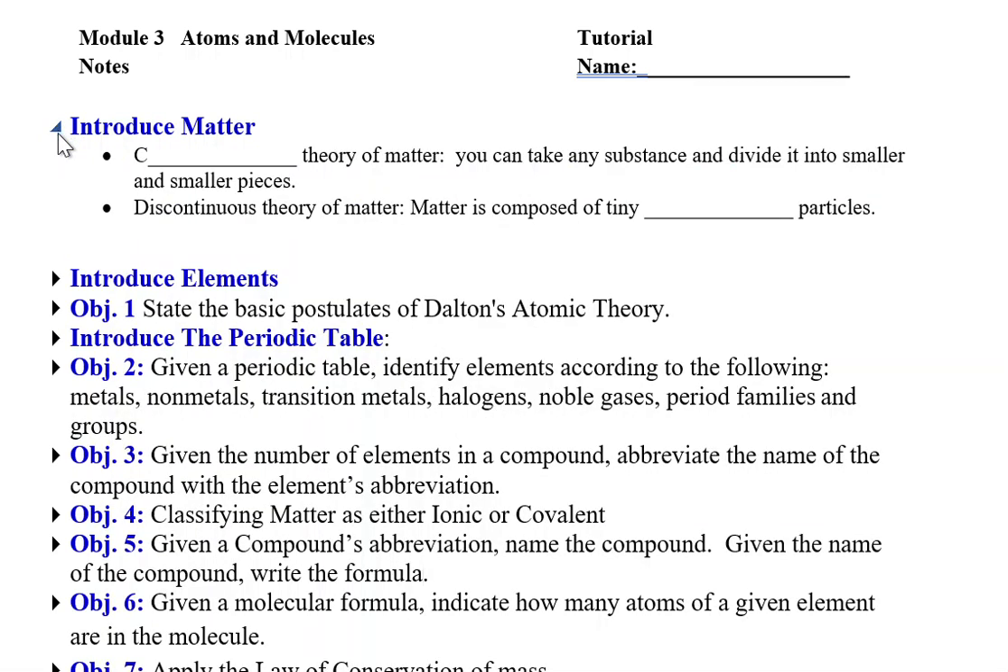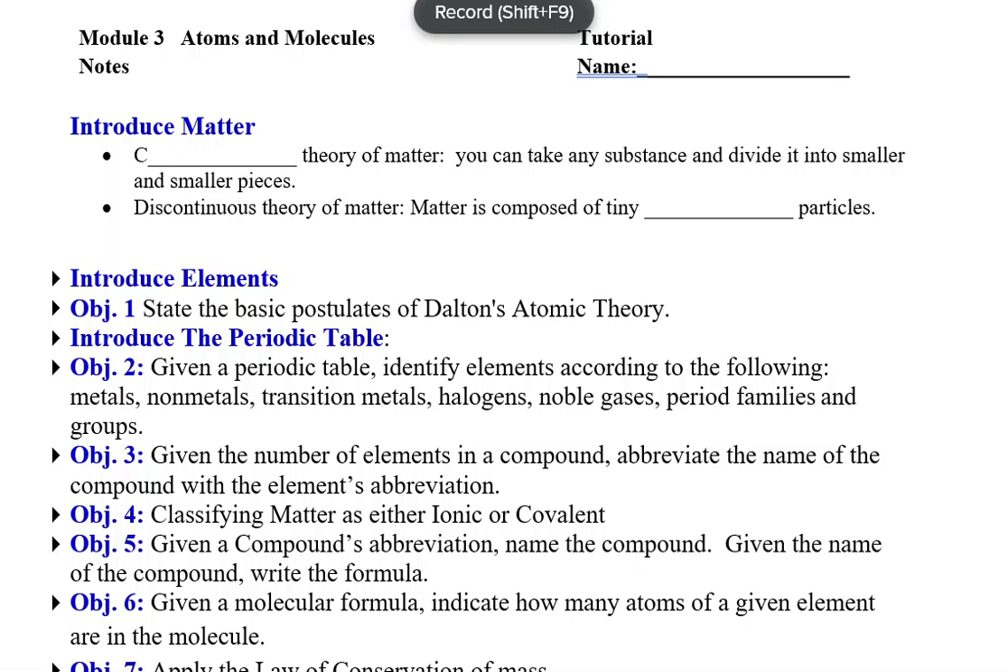So, two different ideas about matter. At one point in time, some people thought that matter had a continuous nature. It was called the continuous theory of matter. And the idea behind that is you could take any substance and divide it into smaller and smaller pieces. The other idea, and it turns out to be the idea that is correct, is that matter is actually discontinuous. That matter is composed of tiny, indivisible particles. And we're going to call these atoms, and we'll look at that in a minute.